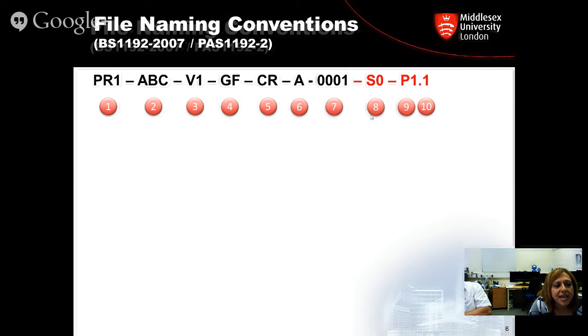And from 8 to 10 are optional, right? So this is very important, especially when you're doing international projects with other companies. And every company has its own conventions in the naming of its files and folders. And I'm not talking just about the models.